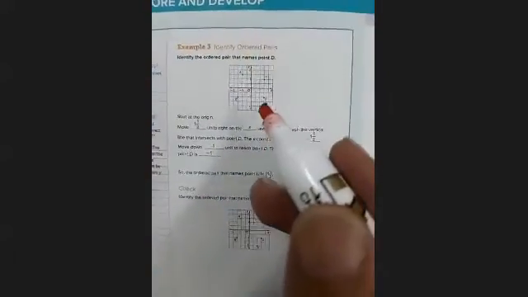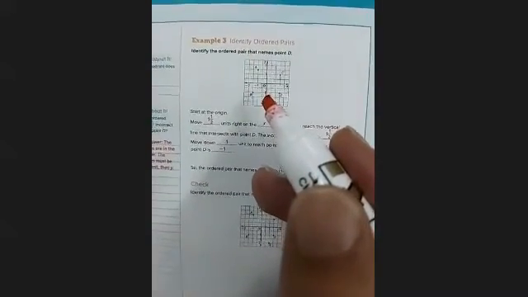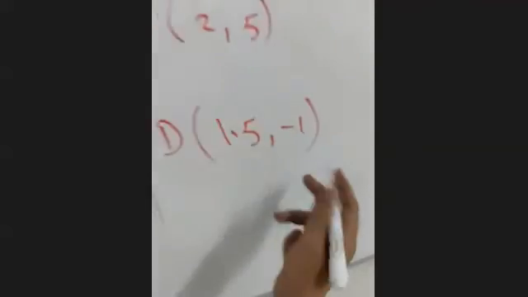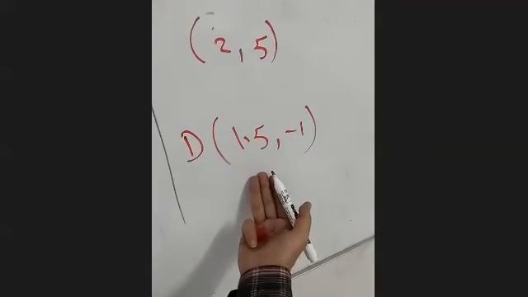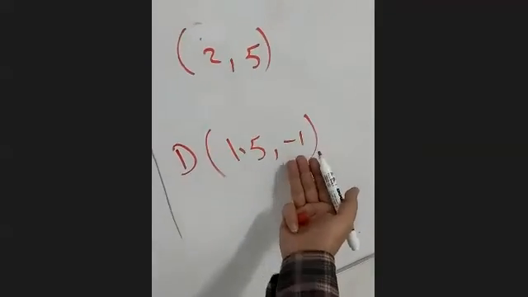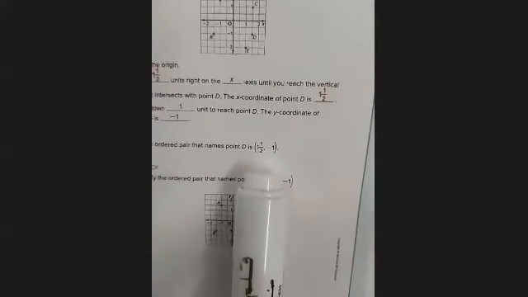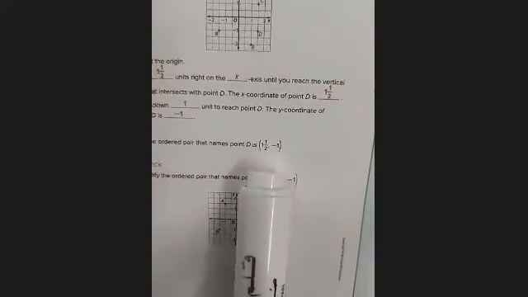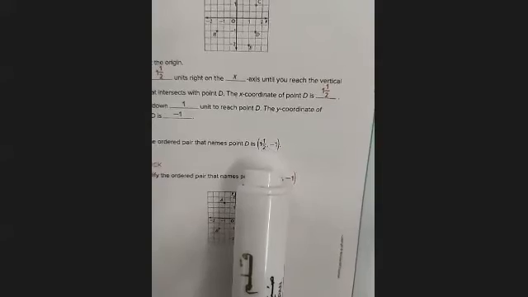For the y-axis, we go to the left until we get the y. What's the y? -1. So the coordinate of D is (1.5, -1). Look down here, guys. You will find 1.5 and -1 in the book. 1.5 is the same as 1 and 1/2. It's the same.